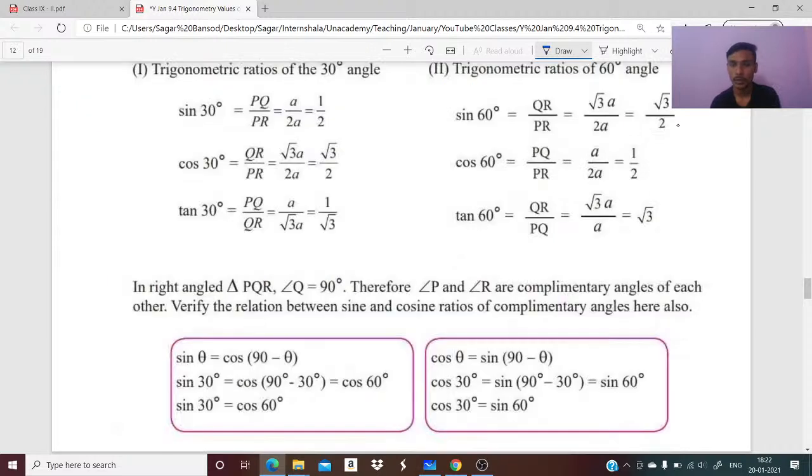Now if I show you the next slide, you can see that sine 30 degree is PQ by PR, which is A upon 2A, and that is equal to half. This A got cancelled out.